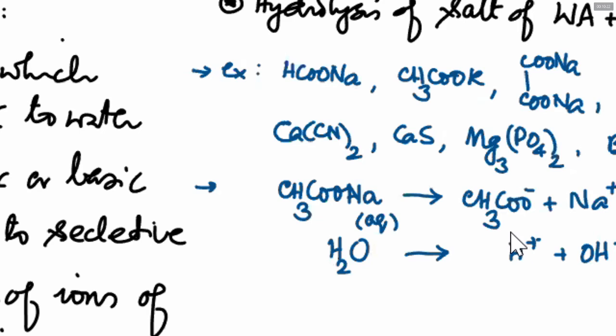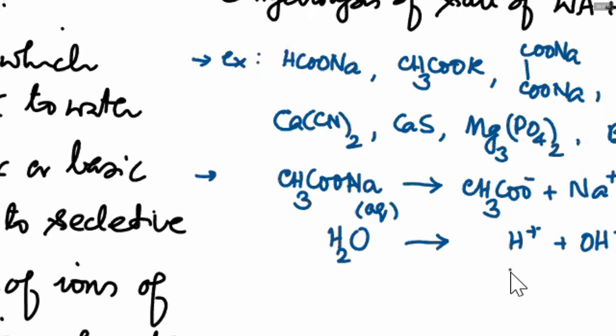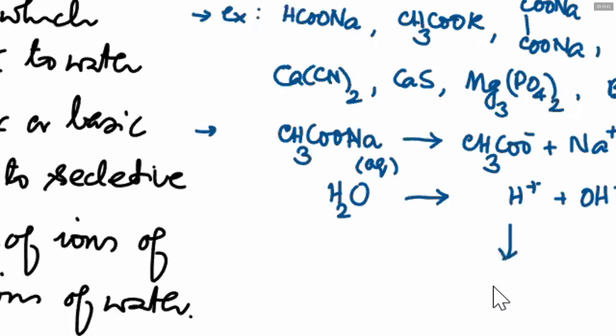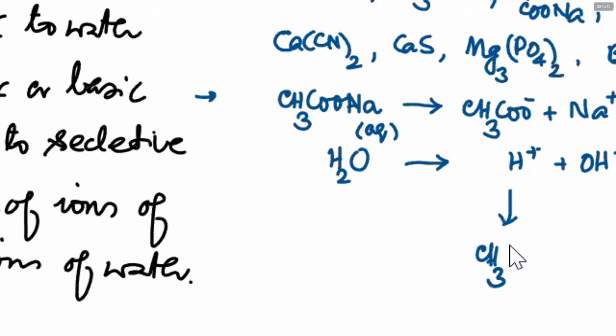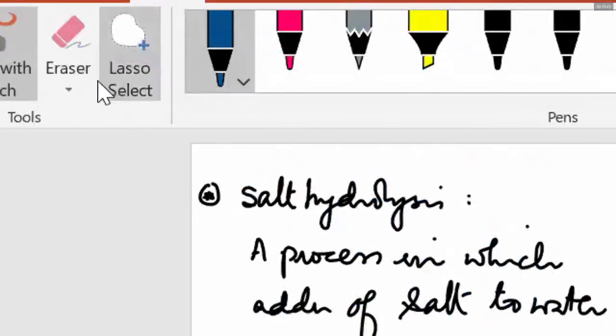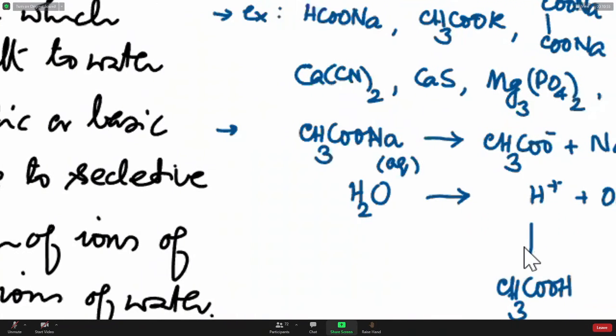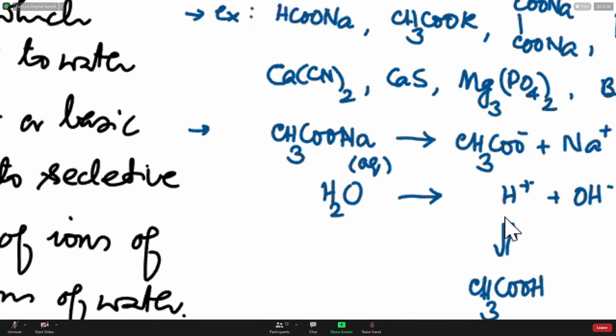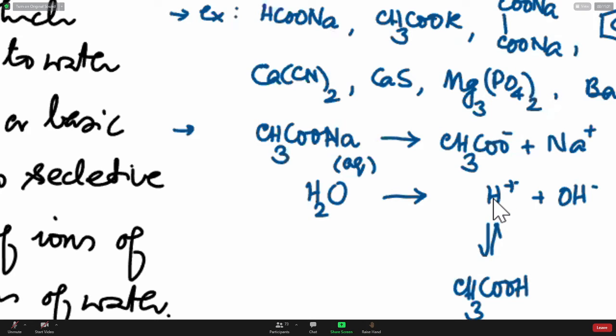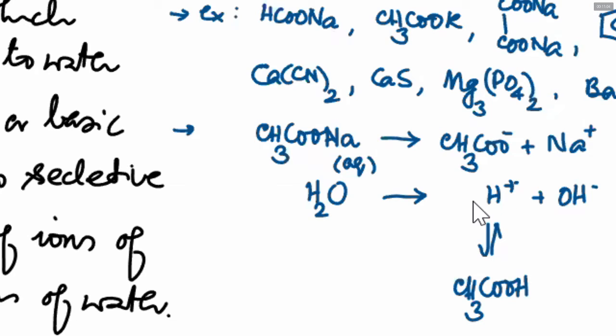Once the reaction starts, then what happens? Listen carefully to the concept. Acetate ion says to H plus ion, I am coming from a weak acid, and being the conjugate base of a weak acid, I am very strong. Therefore, I love you. They will combine together and form CH3COOH. Since it is a weak electrolyte, there will be an equilibrium process, hence we write it this way. What is happening here? Acetate ion is getting combined with H plus ion. This combination is known as salt hydrolysis.